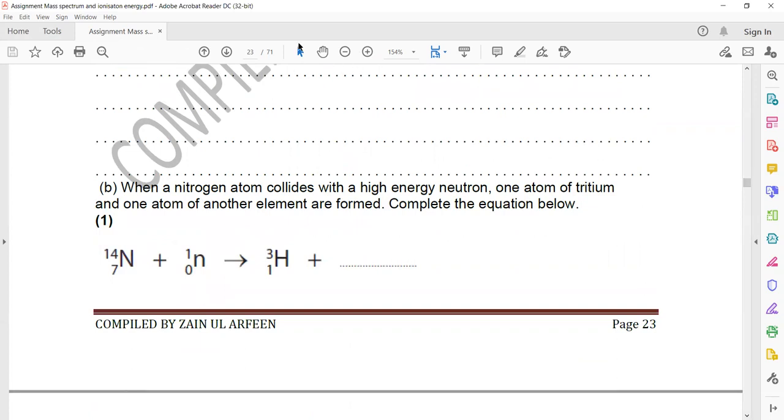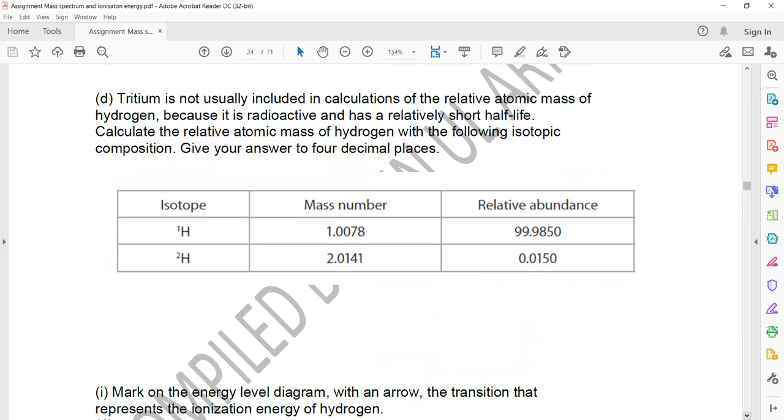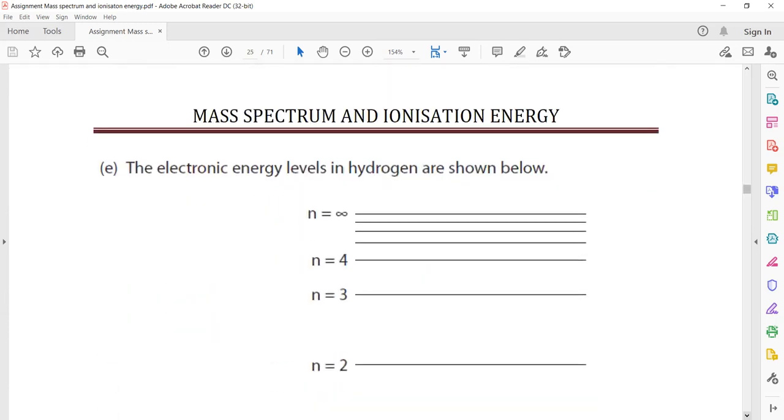When a nitrogen atom collides with a high energy neutron, one atom of tritium and another element is formed. So how can we work out the element? Because the overall equation should be balanced. So on the left hand side, total number 7. So on the right hand side it should be 7. So 1 is there, so it should be 6. And the total mass is 14 plus 1, 15. So 3 are there, so this should be 12. An element with atomic number 6, that is carbon, so it will produce a carbon atom. That's about the relative atomic masses, mass spectrometer.